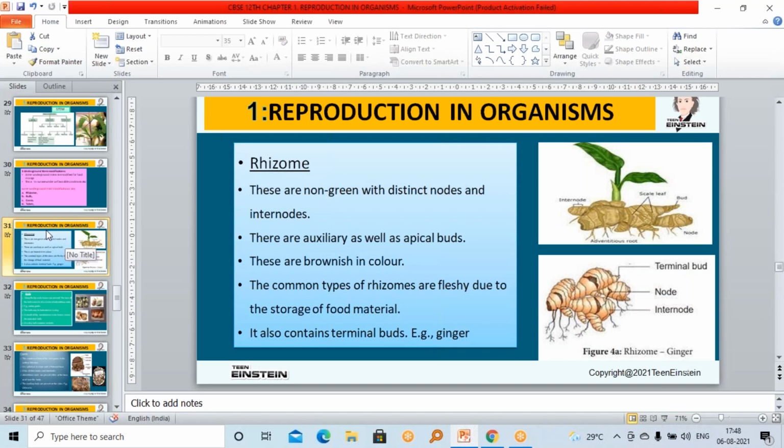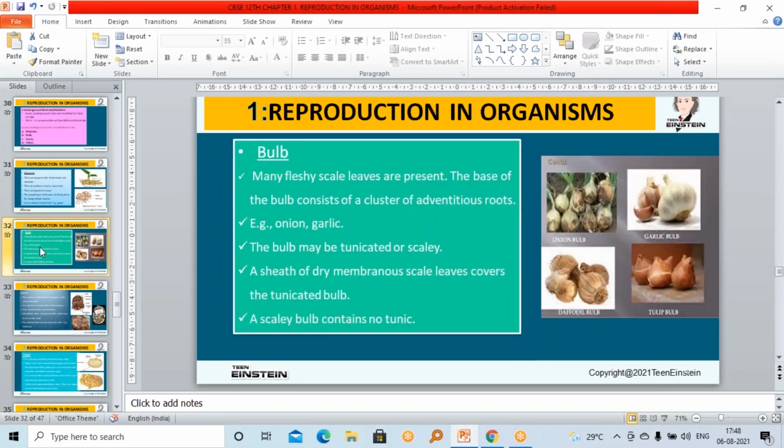Then they have nodes and internodes. Then there are axillary as well as apical buds. Axillary buds, you can see the small buds. These are dormant. And apical buds or terminal buds, you can see these are the growing portions or growing centers of the main shoot. And these are brown in color. And the common type of rhizomes are fleshy due to the storage of food material, and they contain terminal buds. So these are the main points in rhizome.